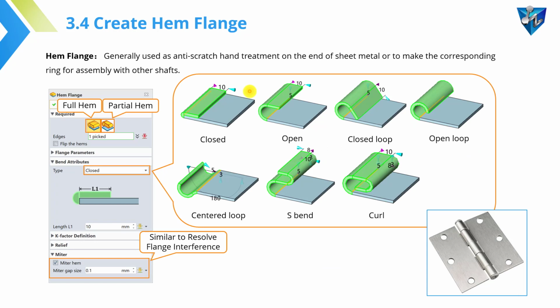Next is the hem flange. Normally it's used for making the mechanical joint on the end of the sheet metal to increase the anti-scratch hand treatment. One of the typical cases is the door hinge here, and it can connect the door and the frame. ZW3D provides multiple bend types like closed, open, closed loop, open loop, centered loop, S-bend, and the curl. And they will greatly improve your working efficiency.